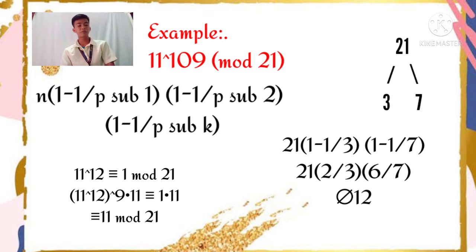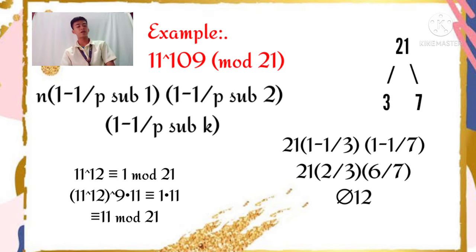Because 101 divided by 12 has a remainder, we multiply by 11 raised to the remainder power, congruent to 1 times 11 to that power. So now, let's get the answer, congruent to 11 mod 21. And that is the example for Euler's theorem regarding the fourth rule.